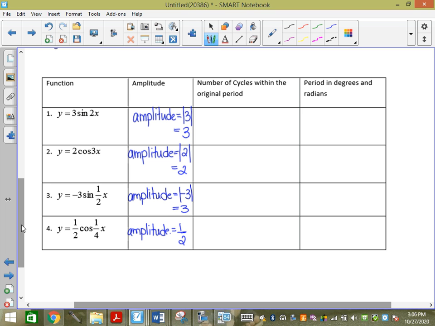Okay. Ignore middle. You can put a big old smiley face in the middle if you really like to. I don't really care about that. We're into the end. The period in degrees and radians. So what's the period of this first one? Well, I know the B value is 2. The period is not 2. That's a distractor. What's the period?